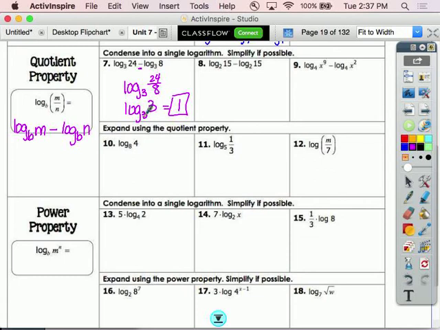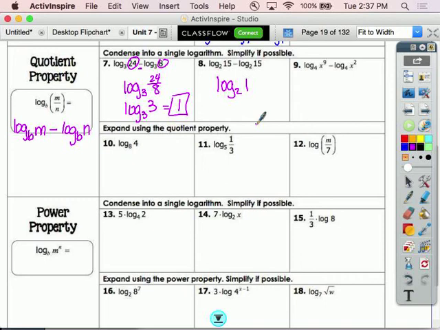What power do I have to raise this base to get this number? All right, so see, we divided. Because of the minus sign, we divided the 24 and the 8 to get 3. Okay, number 8. Log base 2 of what? 15 divided by 15, which is 1.